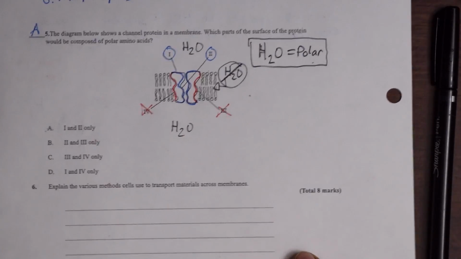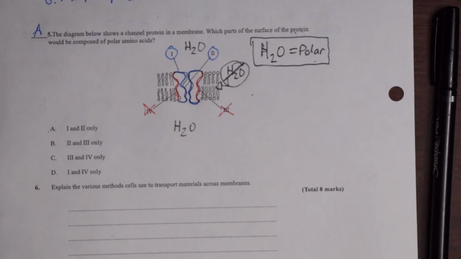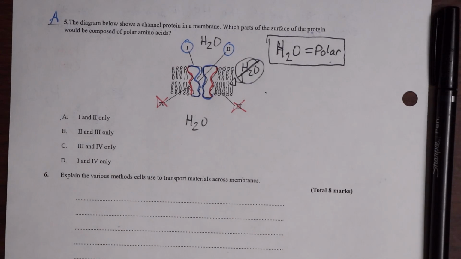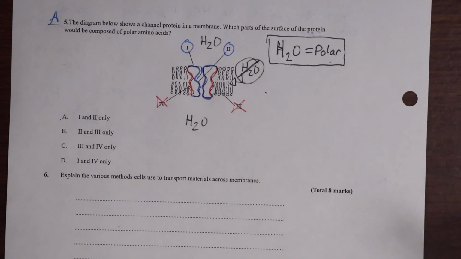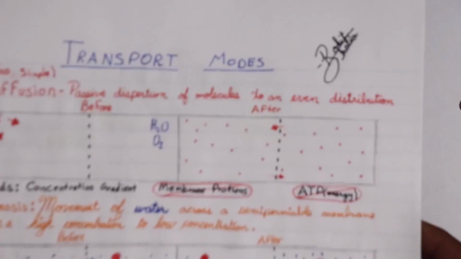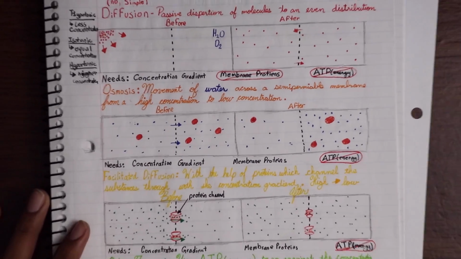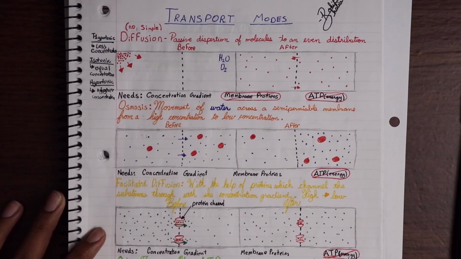Okay. Number 6. Explain the various methods cells use to transport minerals across membranes. Okay. So this is just a question on transport modes. I did a lot of notes the day that we were supposed to do transport. And remember how he gave us a packet? Well, I didn't really like that packet, so I made my own notes. Here are my transport mode notes.